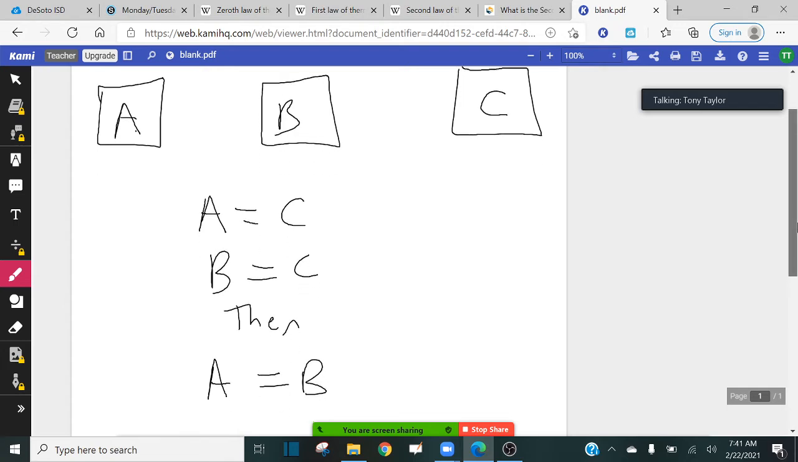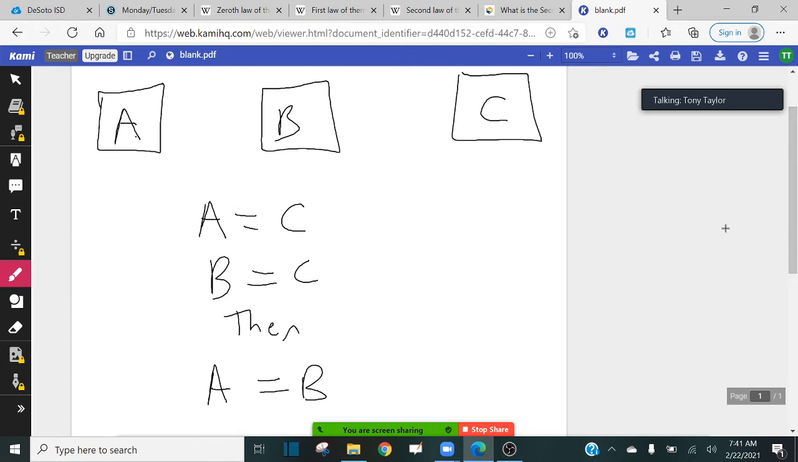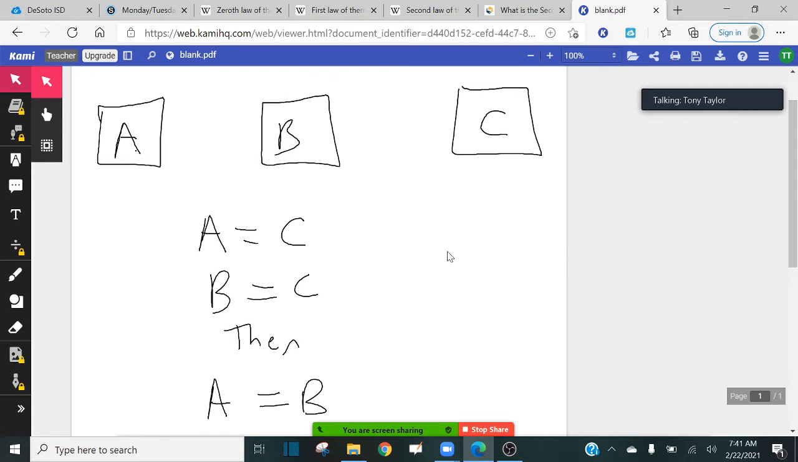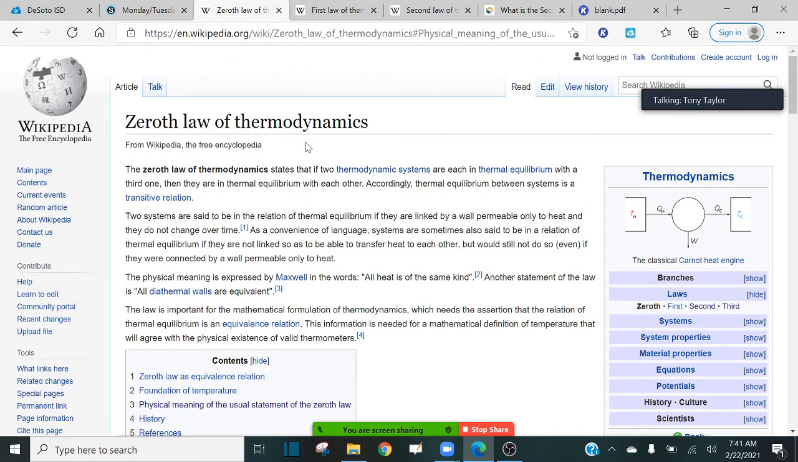It's just a statement on thermal equilibrium. It's almost stating the obvious. That's basically what the zeroth law of thermodynamics means. It's just stating that if two thermodynamic systems are each in thermal equilibrium with a third one, then they are in thermal equilibrium with each other. That is the zeroth law of thermodynamics.